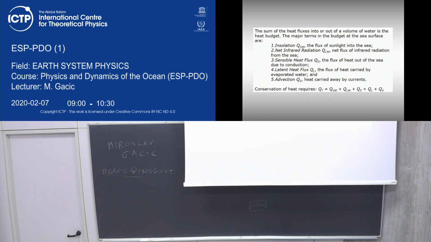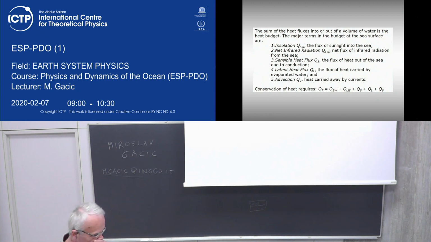And here are essentially five important components of the heat budget. The first one is the insolation. QSW is the flux of sunlight into the sea. So the sun is radiating heat into the ocean, the ocean absorbs this heat and accumulates it. Then we have the net infrared radiation, the net flux of infrared radiation from the sea.